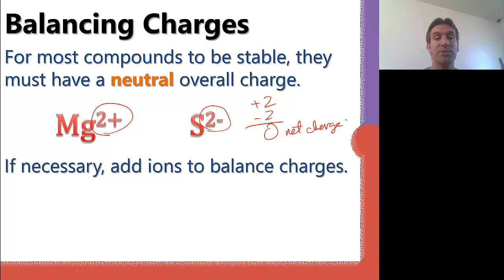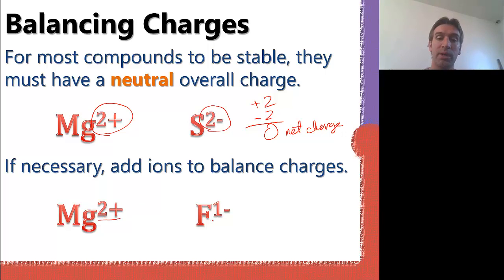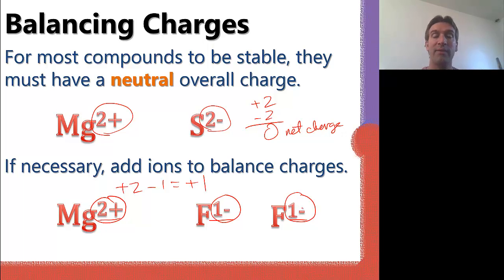Now sometimes we don't have this fixed easy 1-to-1 ratio. If we take our magnesium again, this time we'll look at what happens if a fluoride ion is introduced. Notice that a 2 plus and a 1 minus will not cancel out. +2 and a -1 ends up leaving us with a +1 overall. So in order to make it a balanced net charge, we'll introduce a second fluoride ion. Now, +2, -1, and another -1 have a net charge of 0.